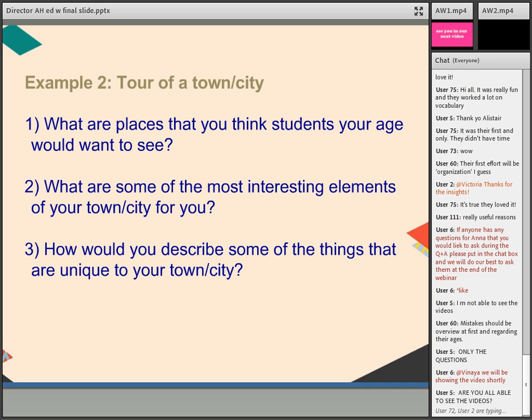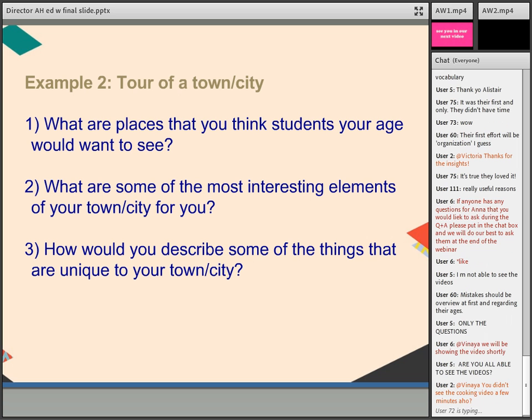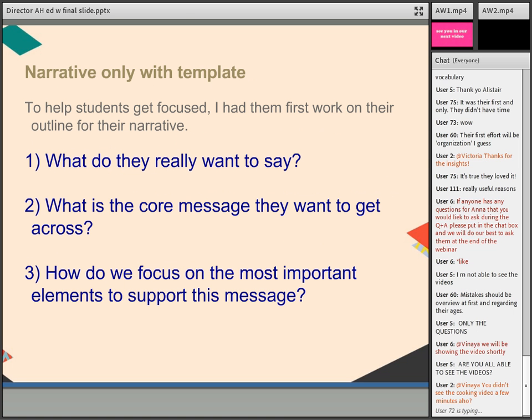So what are places that you think students your age would want to see? That gives them an idea of how to select where they're going to show them. What are some of the most interesting elements of your town or city for you? Again, bringing it down, personalization. And how would you describe some of the things that are unique to your town or city? Things that they think make it different. I always think that's fascinating, because what I think is different and unique is not necessarily what they would think. So it was fun to see what they selected as important points.